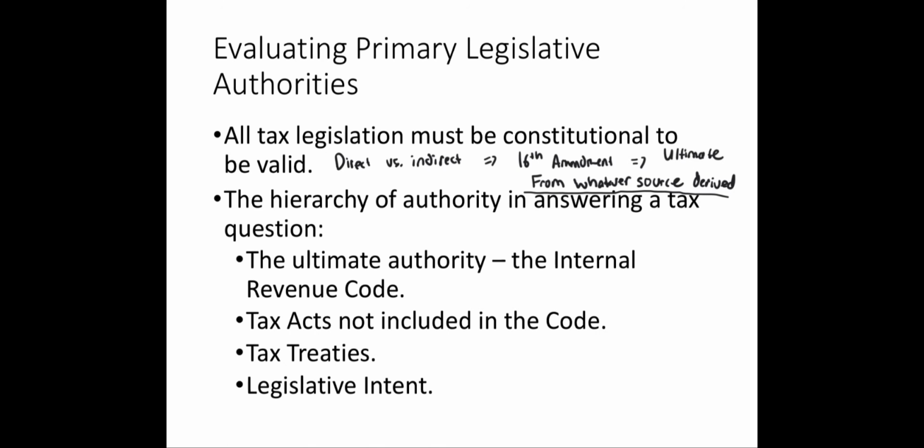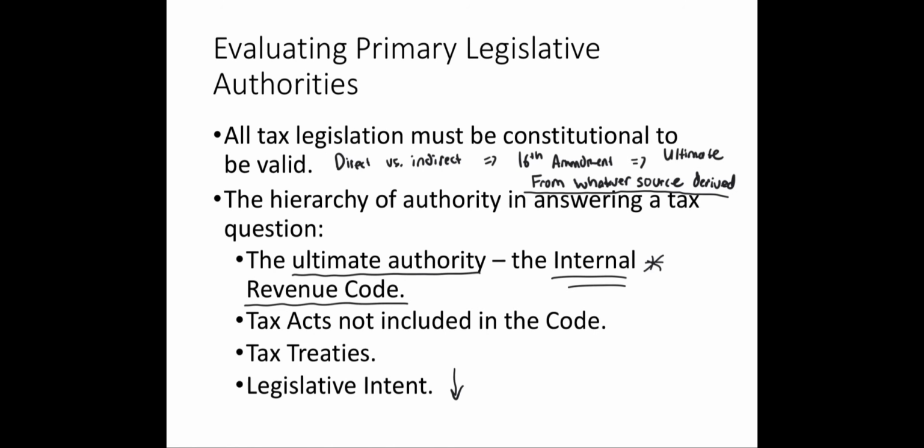The Constitution is the highest level, and it provides that ultimate authority. However, when it comes to tax law, specifically legislative sources, the Constitution is rarely looked at when it comes to tax provisions. The ultimate authority for any tax issue is that you start with the Internal Revenue Code. So we always start there. Now, tax acts, which are not included in the code, we talked about those earlier, have the same authority as the Internal Revenue Code because they also are legislative. They've been passed. They've gone through the legislative process. Tax treaties are also at the same level as the Internal Revenue Code. Legislative intent, though, is not the same level as these items. So keep that in mind.